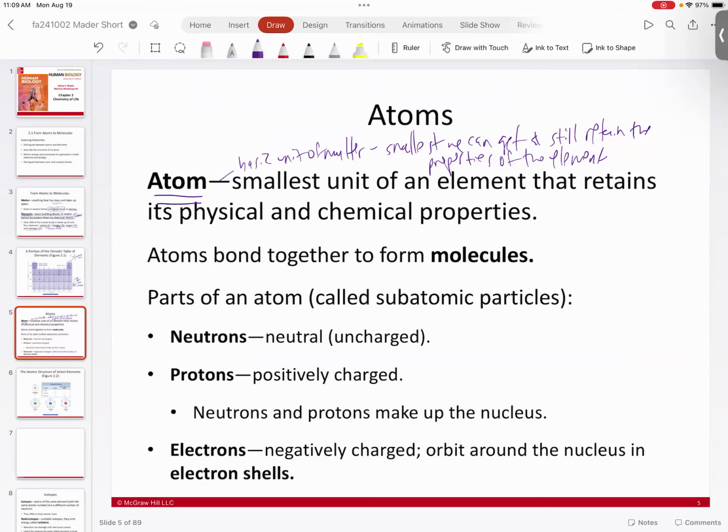Now, within an atom, because this is the fundamental part of the material that we're made out of, we have three major pieces, or subatomic particles, of the atom itself. So the first two basically are going to be in the nucleus. And the third one is going to be in what's called the electron cloud.